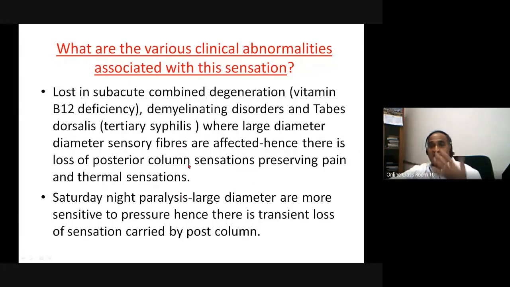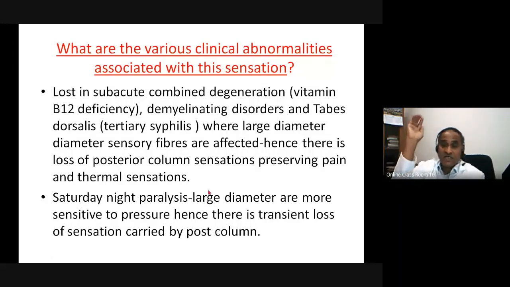So that results in the loss of posterior column sensations. That is one aspect. Now, Saturday night paralysis. Saturday night paralysis means the mechanical pressure blocks the conduction of impulses in the large diameter fibers. A person, after boozing on Saturday, sleeps over on his arm, and then he will have the paralysis of the upper limb.